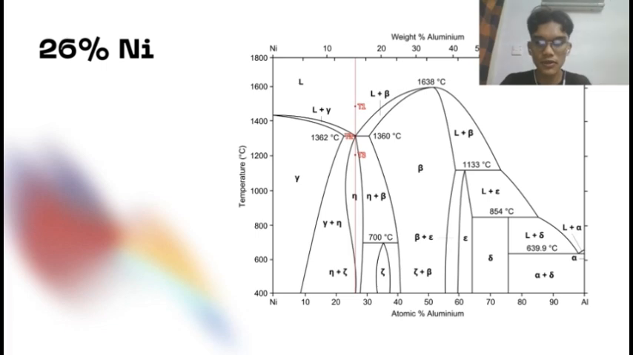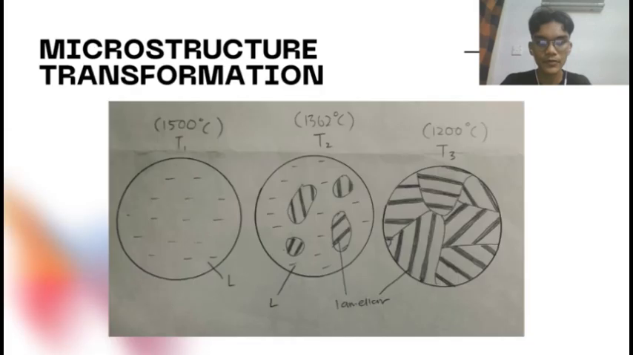Now we can see into the 26% nickel in the nickel aluminum alloy. Here we can see there are 3 important points based on the graph itself. T1 is at 1500 degrees Celsius, which still has a lot of liquid. Going to the second temperature, 1362 degrees Celsius, we can see some lamella forming inside this liquid state. Then at the third temperature, 1200 degrees Celsius, we can see that the lamella is fully formed, becoming solid.